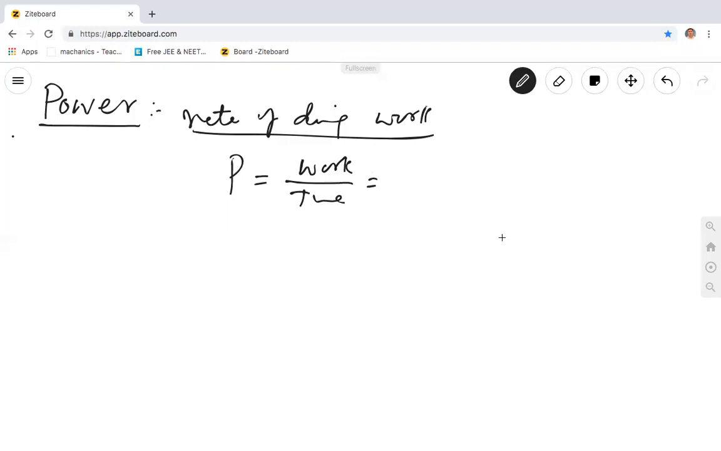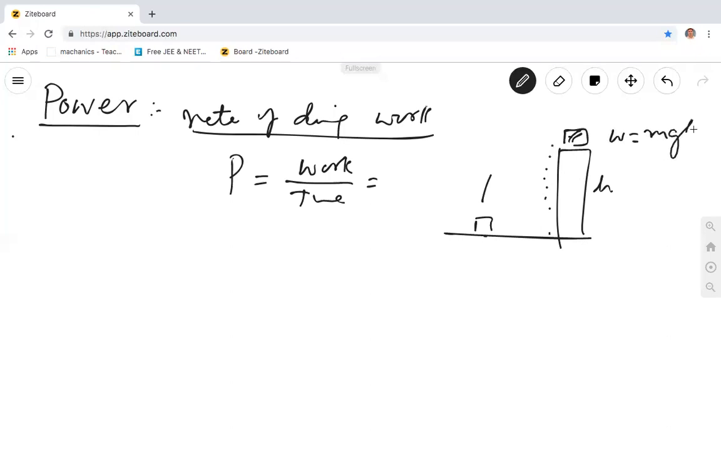Suppose there's a book here and you are lifting this book to a shelf at a height of h. How much work have you done? You have done work of mgh. Mg is the force and h is the height. Suppose you do this work in 10 seconds. So power is equal to mgh by 10 seconds. Suppose you do the same work in 2 seconds. Who has more power? In 2 seconds. Yes, that's it.